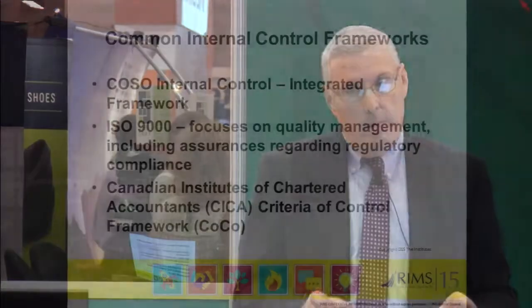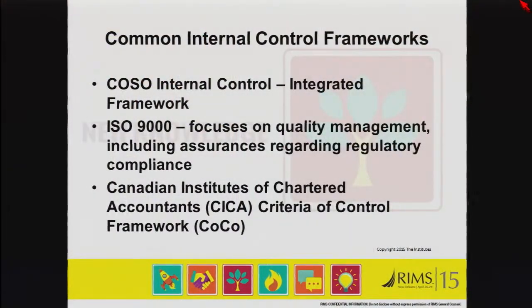Remember, we talked about ERM frameworks before. These are internal control frameworks, which are different. But COSO had one they came out with in 1992, focuses just on internal control. ISO 9000 is a quality management standard, and it also applies to regulatory compliance. And then different countries have done different things, like the Canadian Chartered Accountants.